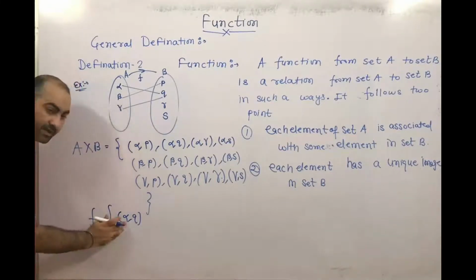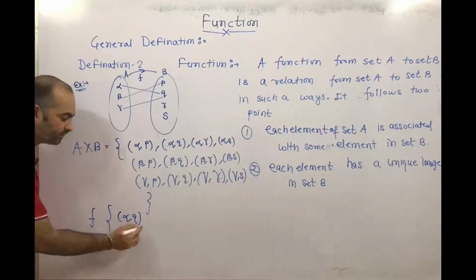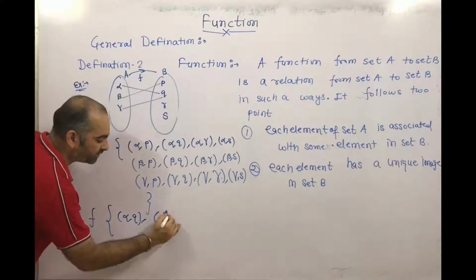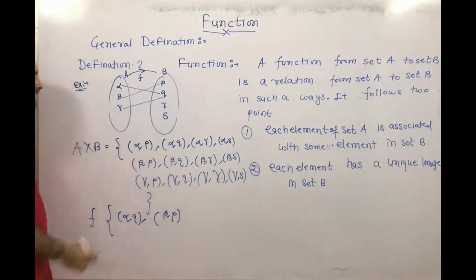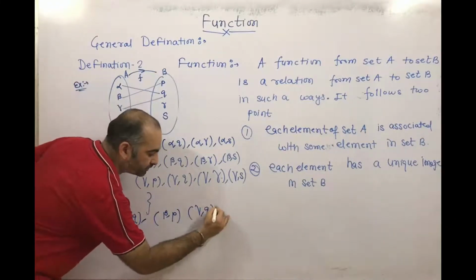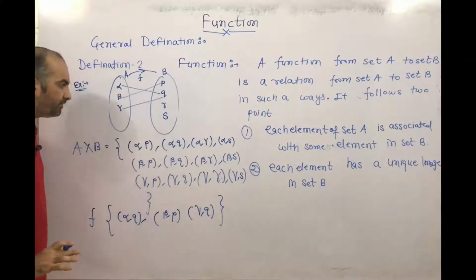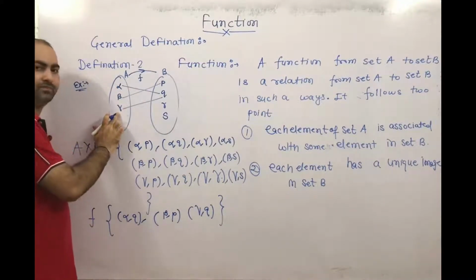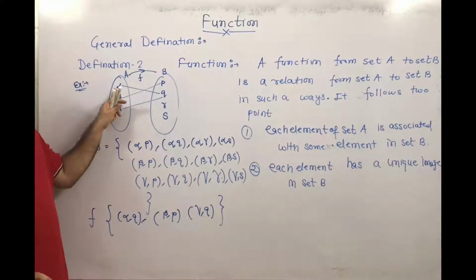So here will come the element, and here will come the image. Comma. Beta is connected with P, so what will come? Beta comma P. And gamma is connected with what? Q. So what will come? Gamma comma Q. Only 3 ordered pairs will come, because here we have 3 elements, alpha, beta, gamma. So in a relation, what elements will come?